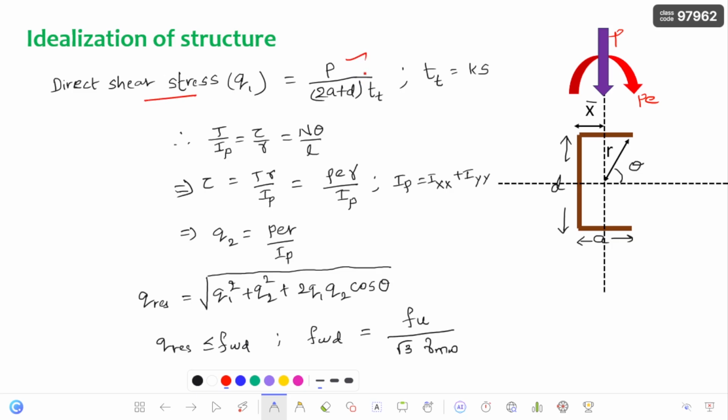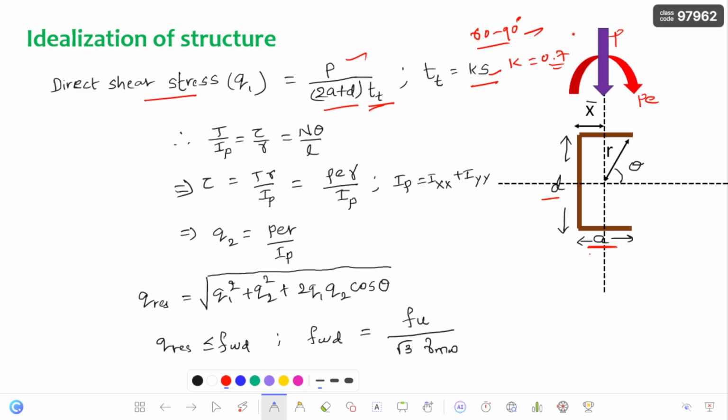It is nothing but load by area. Area is the welded area, throat thickness into the length of the weld. Here A is a dimension of the weld and D is a dimension of the weld, and the total length is nothing but 2A plus D. Coming to the throat thickness, it is K into S. K is a constant which depends on the angle of fusion faces. 60 degrees to 90 degrees is basically considered, and for this range K is 0.7, and S is the size of the weld which depends on the plate thickness.